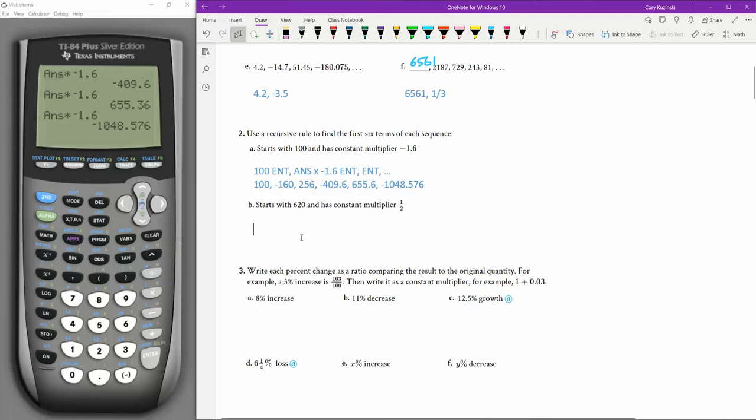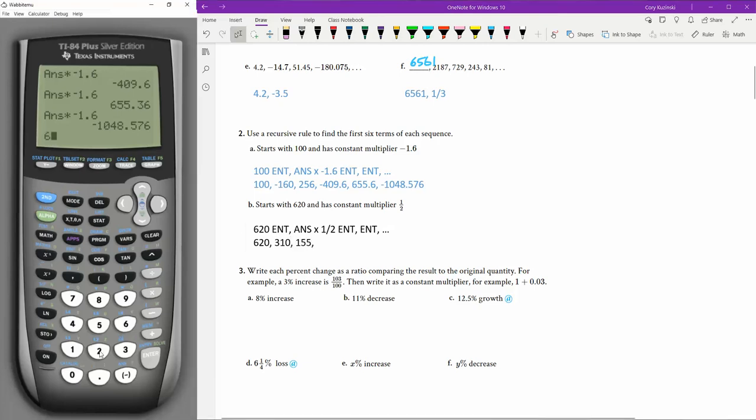All right, recursive rule here for this one. We're going to start with 620, hit enter, and then we'll take our answer and multiply that by 1/2 repeatedly. So we'll hit enter, enter, and then hit it as many times as we need to. So obviously 620 is going to be our first number. Multiplied by 1/2 is 310, multiplied by 1/2 is 155.